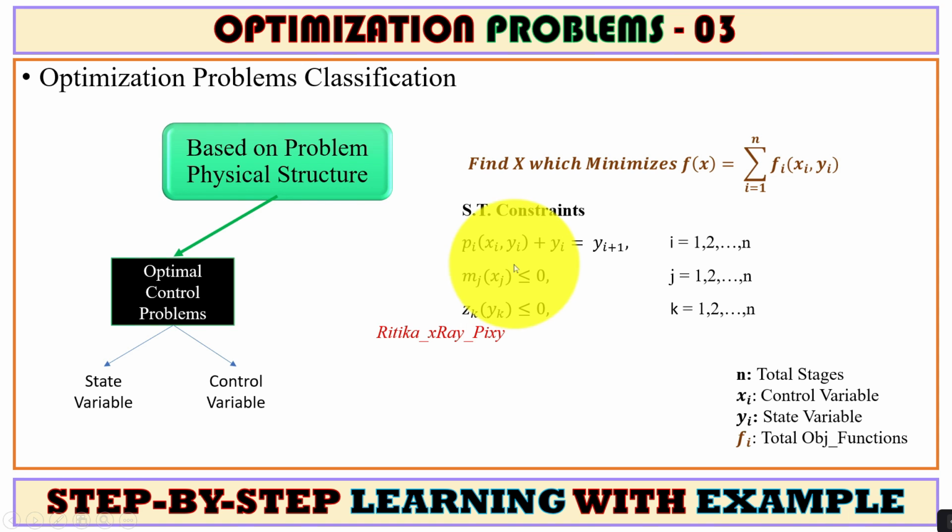Here you can see xi, that is the ith control variable, and here yi, that is the ith state variable, fi, that is the ith stage to total objective function. Here you can see total objective function, that is the ith stage to total objective function like mj, gk.